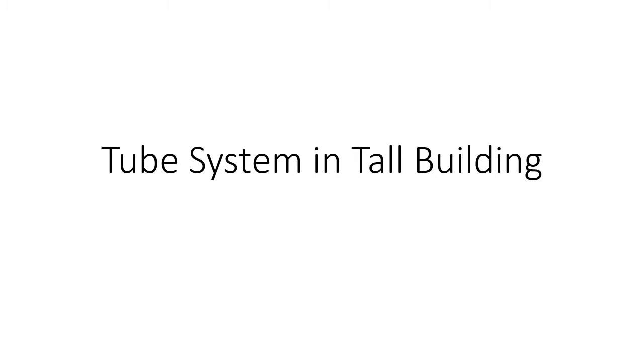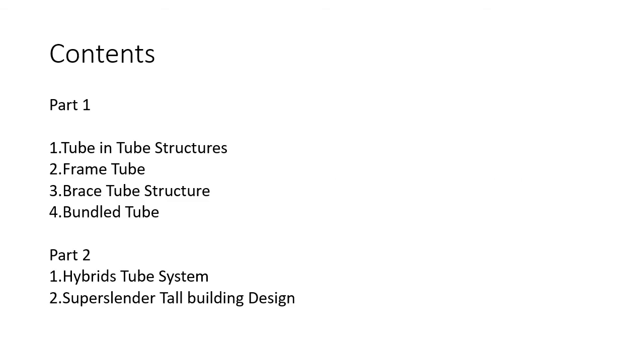For our report, we will be reporting the tube system in tall buildings. The report consists of part 1 and part 2. For part 1, first is the tube structures. Second will be frame tube. Number 3 will be the brace tube structure. 4 is the bundle tube. And for part 2, hybrid tube system and super slender tall building design.